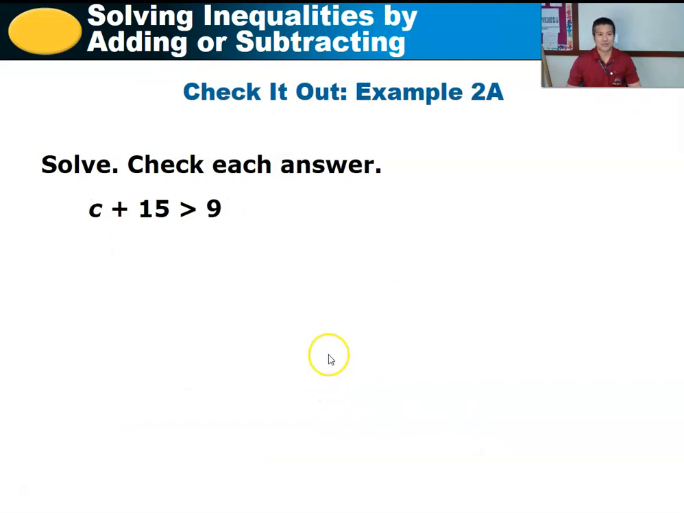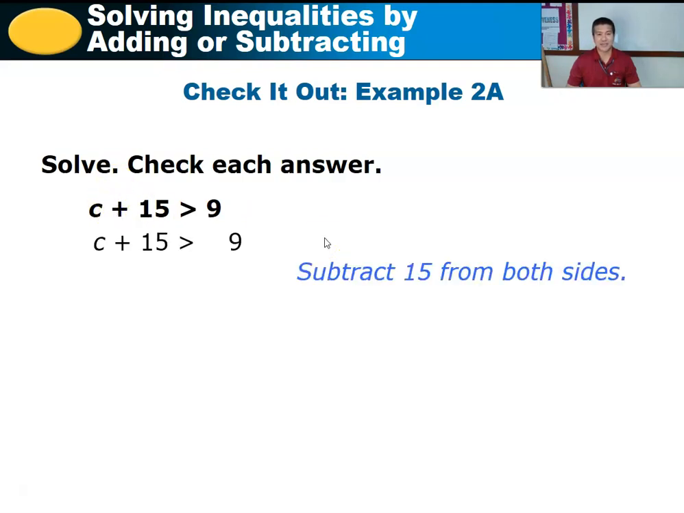Next example. We have c plus 15 greater than 19. Because it is positive, you're going to subtract 15 from both sides. But if it is negative, you're going to add 15 to both sides. That is the technique you're going to use. Or you can just move 15 to the other side, from positive becomes negative, from negative becomes positive. Either way, you have a lot of ways to solve for this solution.